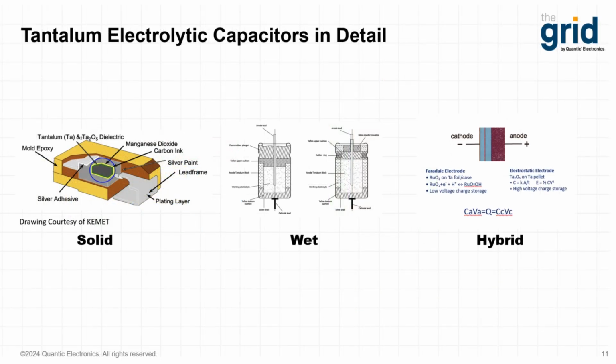Now let's move over to tantalum electrolytic capacitors. So tantalum electrolytics have an anode that consists of a porous tantalum metal. Similar to aluminum electrolytic capacitors, an oxide is formed on the surface of the tantalum anode during processing, which is the dielectric of that capacitor.